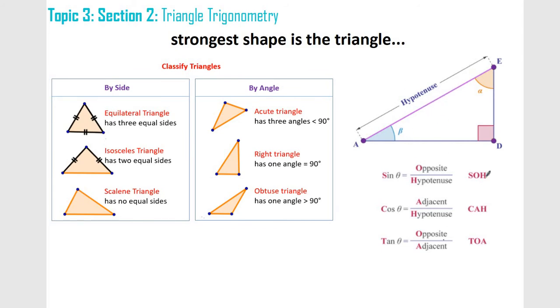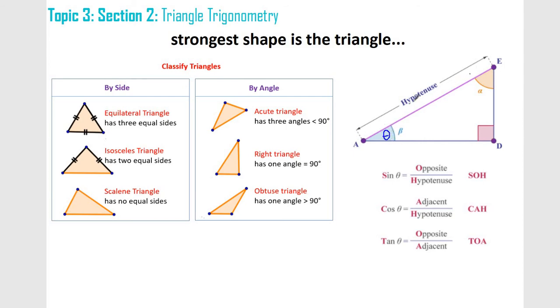Over here you have SOHCAHTOA. That was the acronym you wanted to remember. Sine is opposite over hypotenuse. Cosine is adjacent over hypotenuse. Let's say this is our theta.